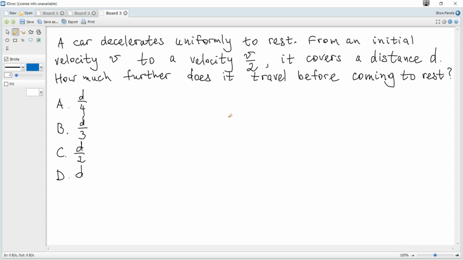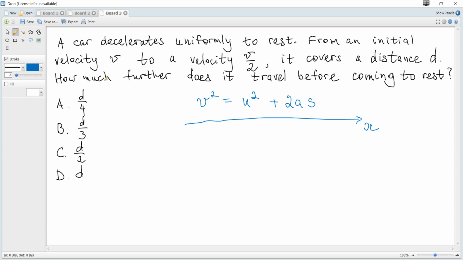Let's choose an equation that involves velocities and distance, and let's choose this one: the final velocity squared is equal to the initial velocity squared plus 2 times acceleration times displacement. Notice that in general it's a vector equation and it should be considered in components onto some axis, and let the direction in which this car is moving be positive.